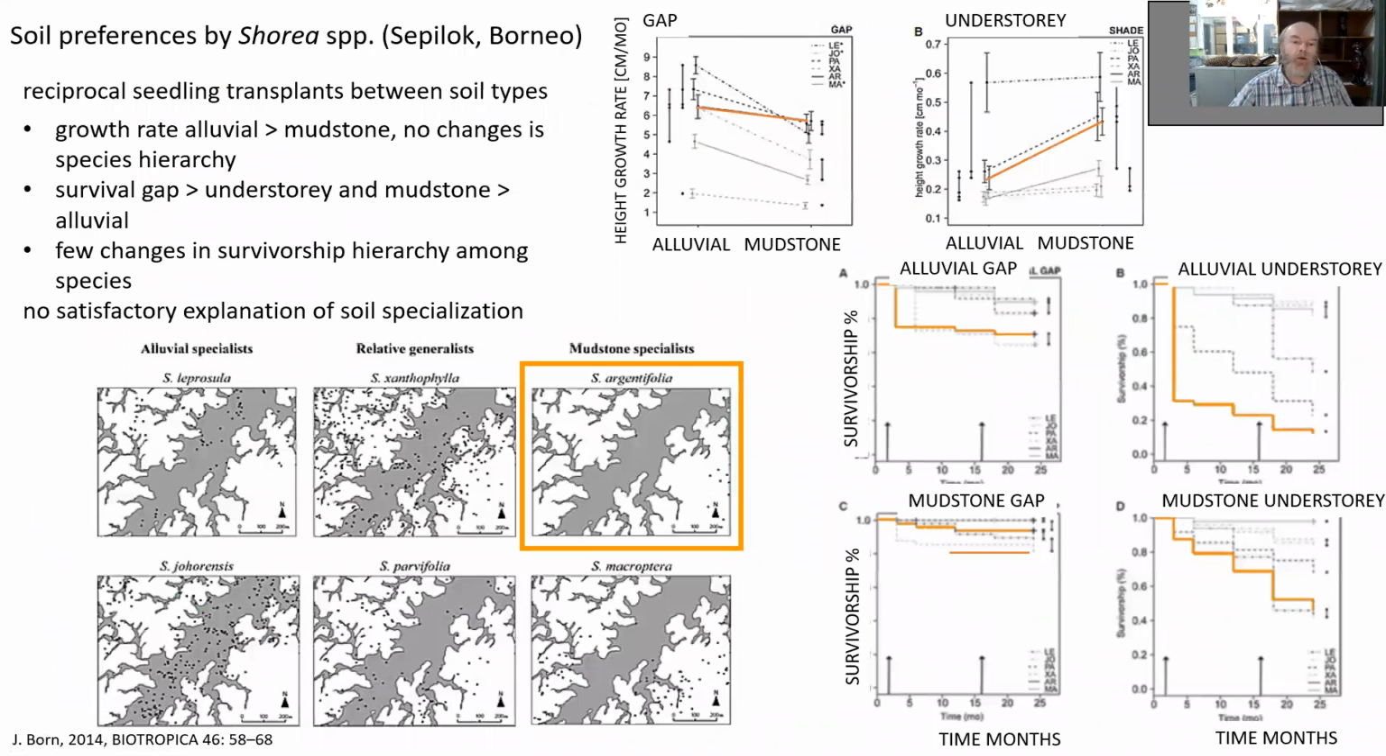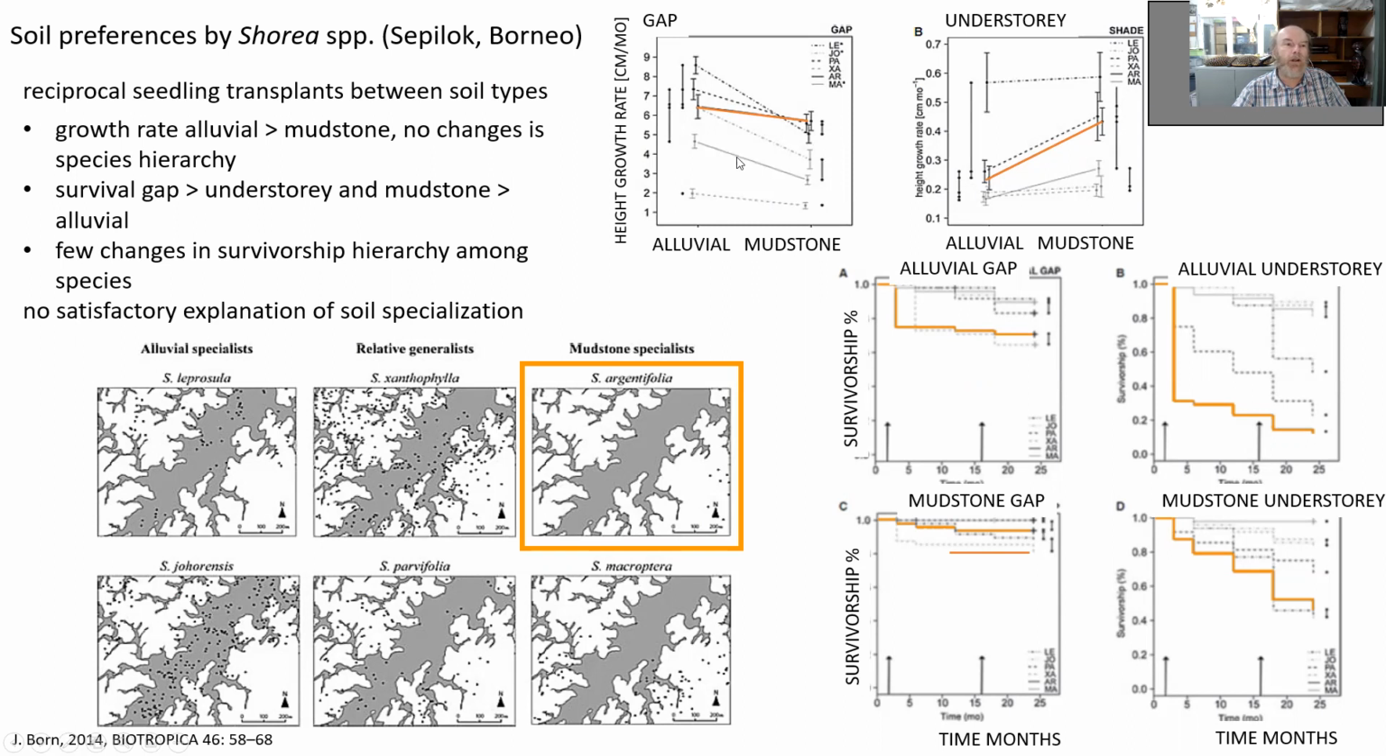Okay, but these soil preferences look simple, and they are simple, but they are sometimes quite difficult to explain. This is an example from again a different location in Borneo. Again, looking at Shorea. Again, looking at soil. This time there are two types of soil: mudstone and alluvial. And again, you can see the alluvial soils are in dark here, and mudstones are in white in a large plot. And so they were looking at again traits of species, and this is, for instance, growth rate between alluvial and mudstone soils for each of the Shorea species.